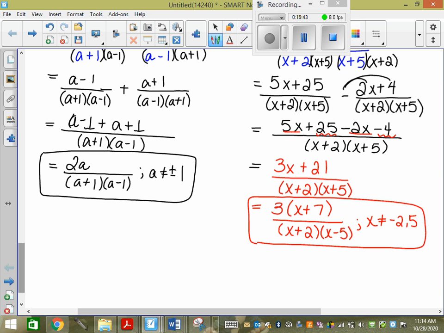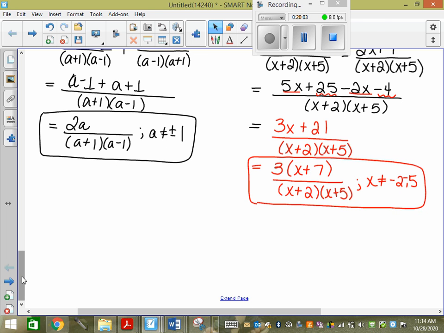Why did your denominator change from x plus 5 to x minus 5? Yeah, it's invisible. There we go. So now you can change the MPV to negative 5. There. Okay. Exactly.